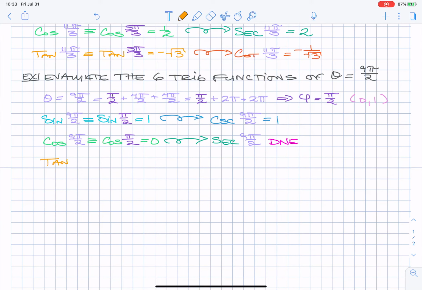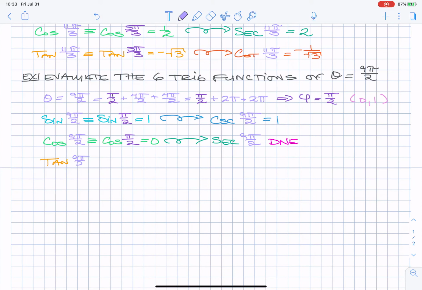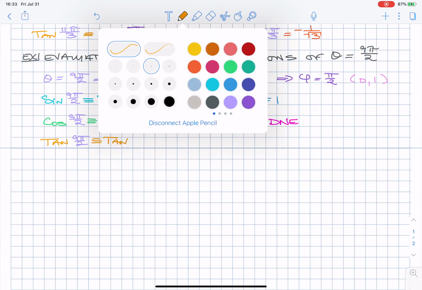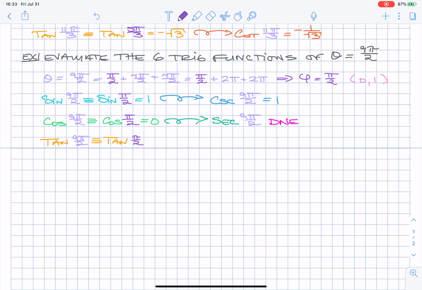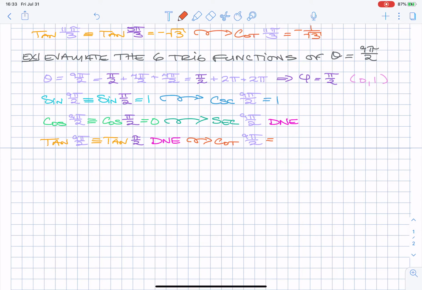Now tangent of 9 pi over 2 is equivalent to tangent of pi over 2, which is a quotient of the two above it. Well, since thou shalt not divide by 0, this does not exist. Now the reciprocal function, cotangent of 9 pi over 2. Well, cotangent is x over y. 0 over 1 is just 0.